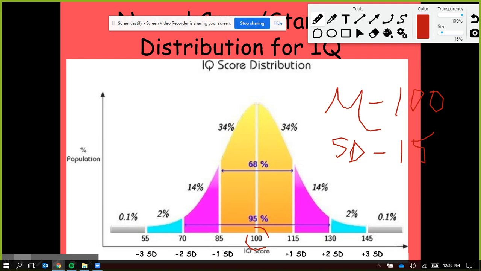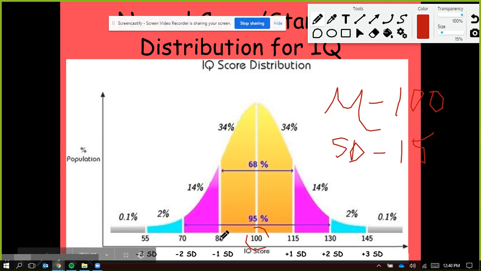Now, the reason that we need to know this is because a normal curve is going to measure scores going 3 standard deviations above and below the mean. And within 3 standard deviations, 99.7% of scores are going to fall. Now you might be saying, what are you talking about? But this is actually not that difficult.